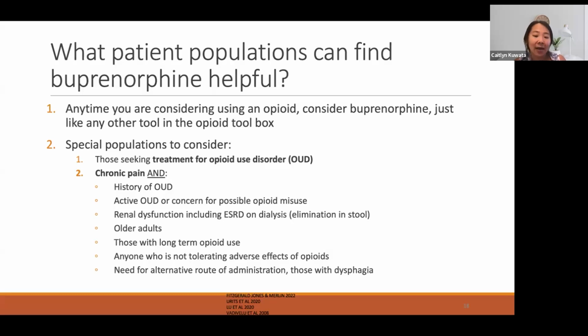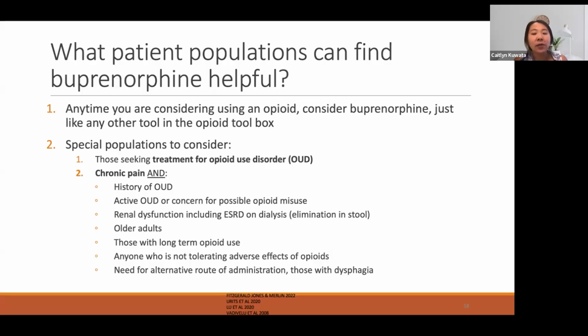It's also worth considering in chronic pain patients who have renal dysfunction, including those with end-stage renal disease who are on dialysis. It is not removed during dialysis, so you can definitely use this in the HD population. I would consider using buprenorphine for chronic pain in treating older adults, those with long-term opioid use, and anyone who's not tolerating the adverse effects of opioids.